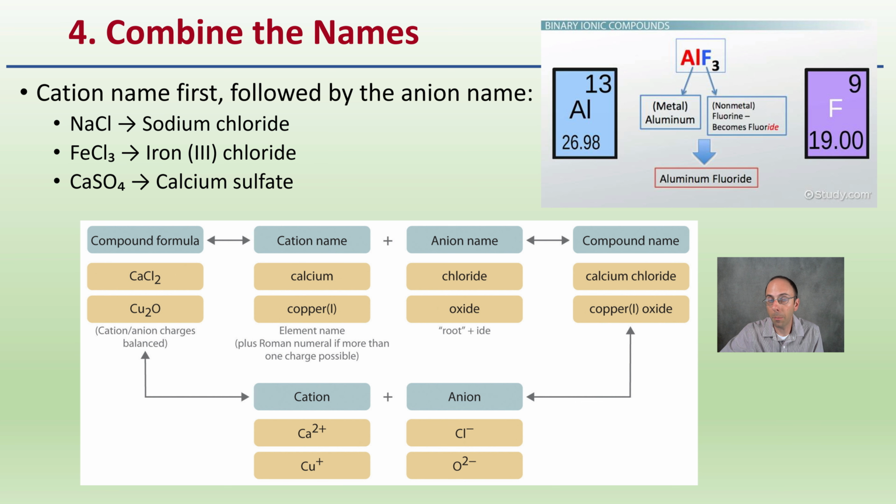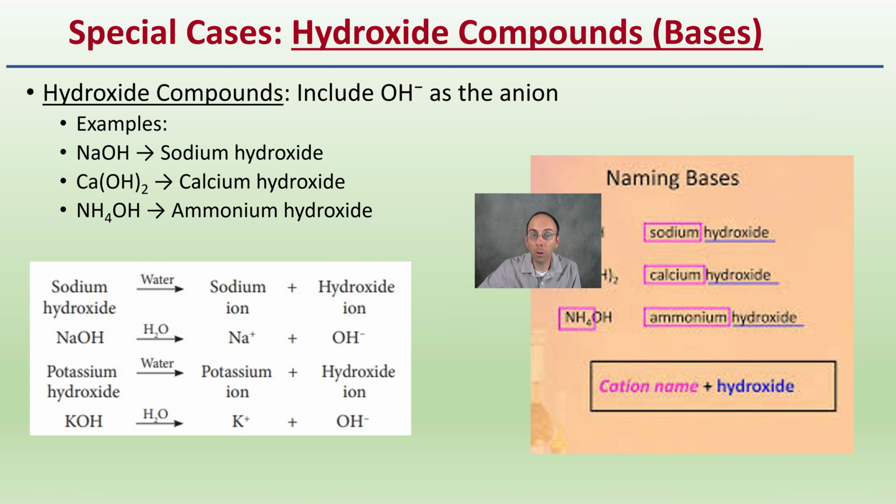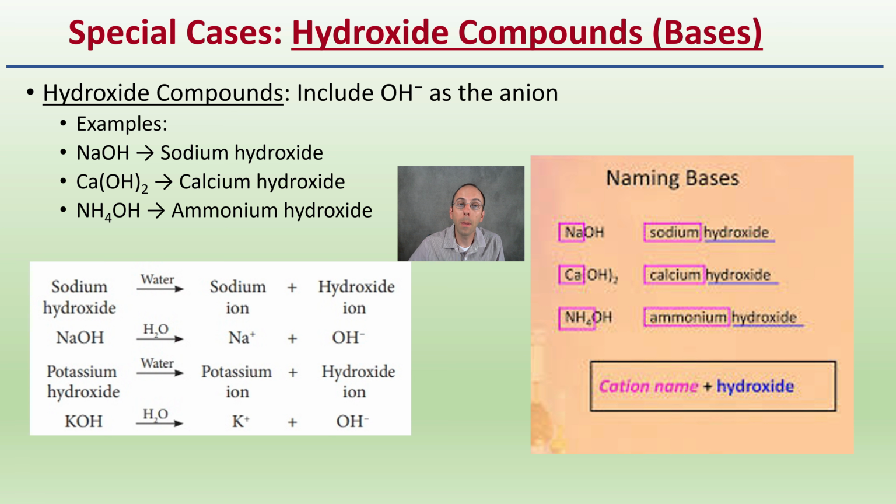Now there are some special cases that I do want to highlight, one of them being hydroxide compounds or bases. This includes the OH- as the anion. So NaOH, a very common one you might work with, is sodium hydroxide, Ca(OH)2 is calcium hydroxide, and then there's ammonium hydroxide. So again, we're looking here at the naming of the bases. The OH indicates a hydroxide. I put it at the end there because it's the anion in these examples.